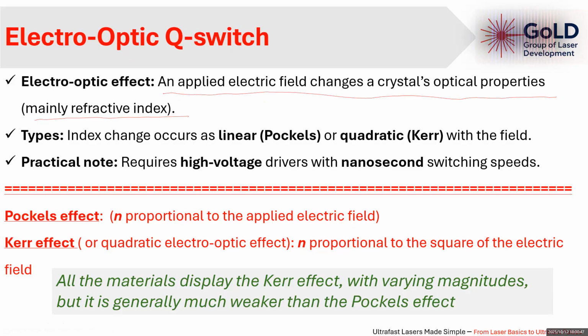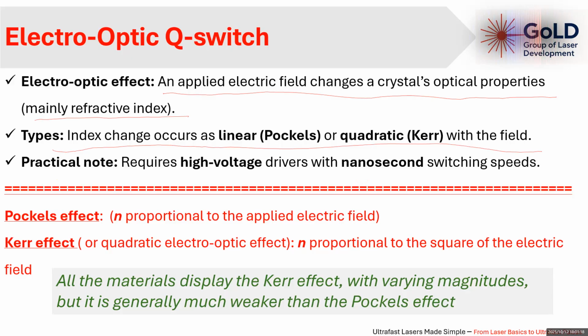Anyway, so there are two kinds of effect in the electro-optic switch. Okay, you can see here, index changes linearly.